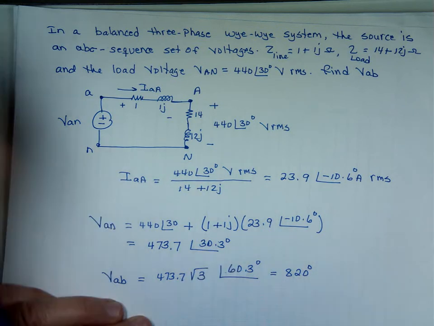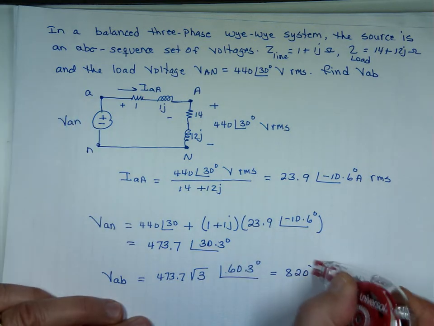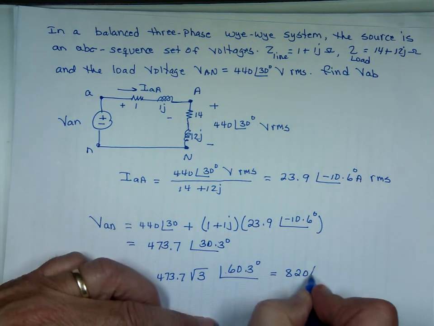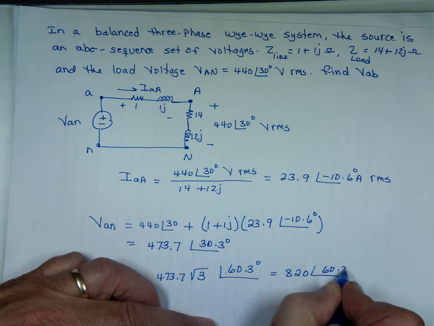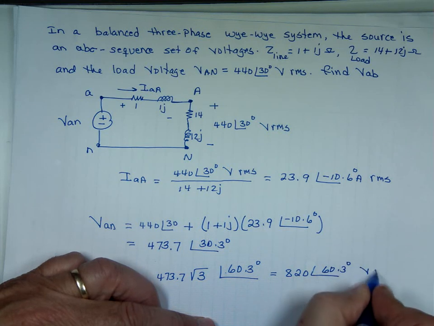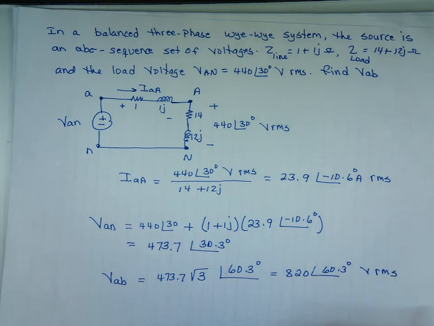So that's 820. The angle is 60.3 degrees, volts RMS. If you want to find VBC, subtract 120. VCA, subtract 120 from the other one. And you have everything that you need.